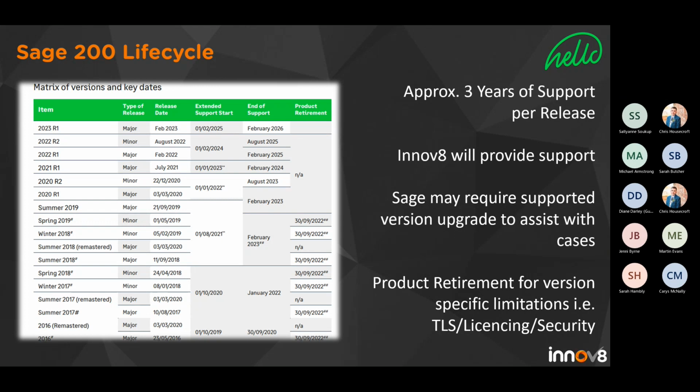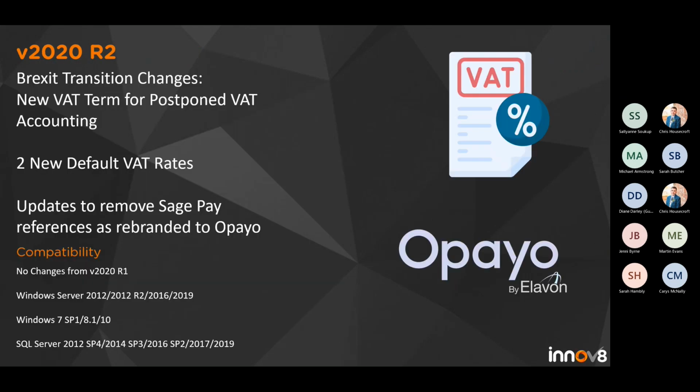So there may be additional functions that you would get with upgrading in addition to what I'm going to mention in this presentation. If we start at the bottom of the list with 2020 R2, can you believe the oldest supported version at the minute was actually back when Brexit was happening? It seems like an age ago now. One of the things that they added into the 2020 R2 release was some support for postponed VAT accounting, some new default VAT rates to help with the Brexit transition. And at the same time, Sage actually sold Sage Pay to Elavon, and that was rebranded as Opayo.